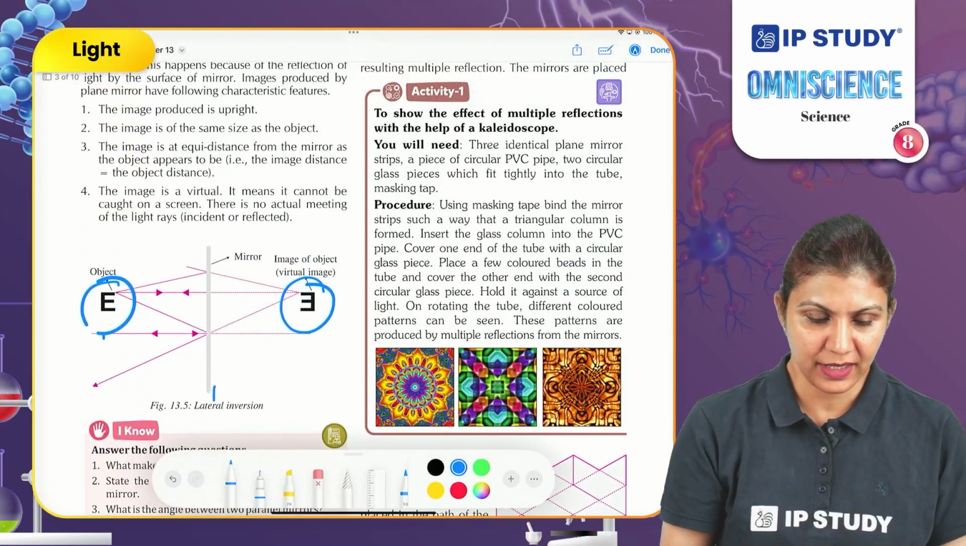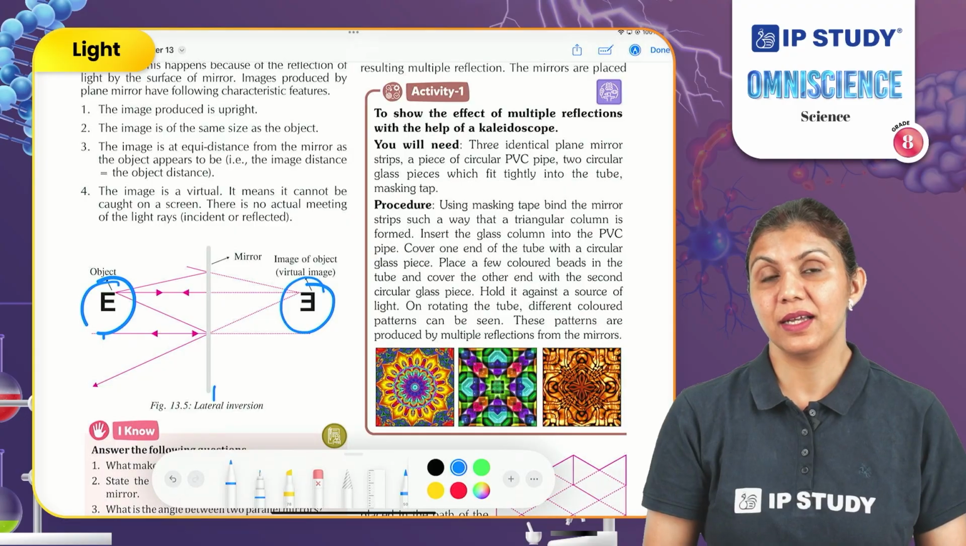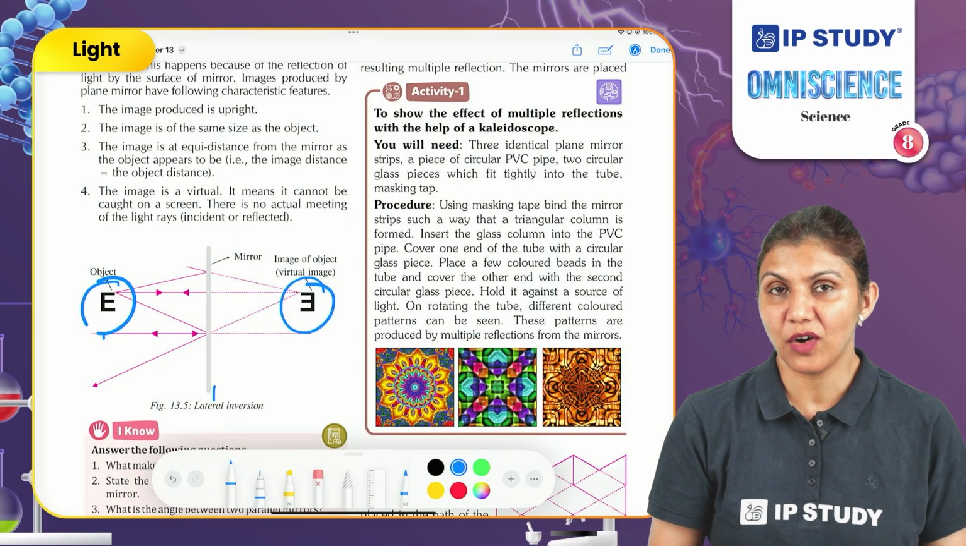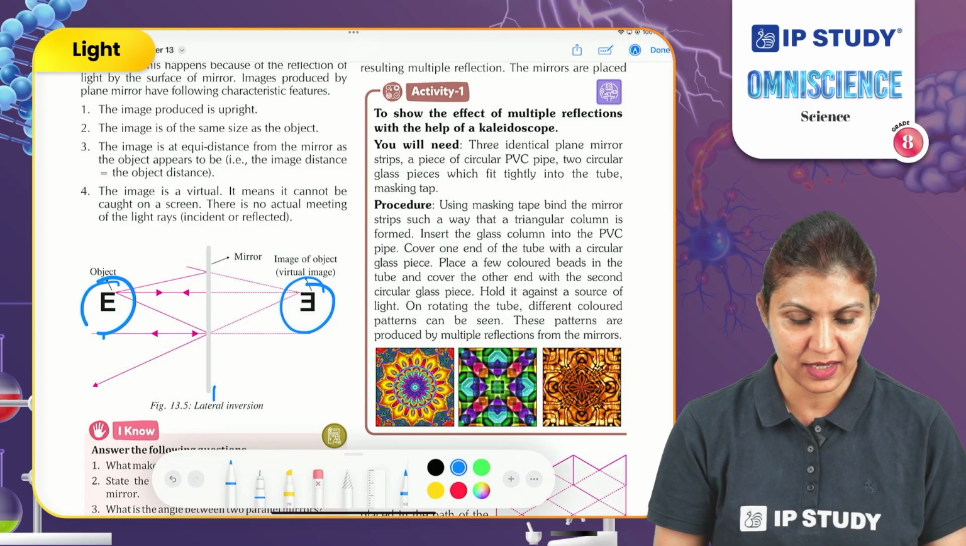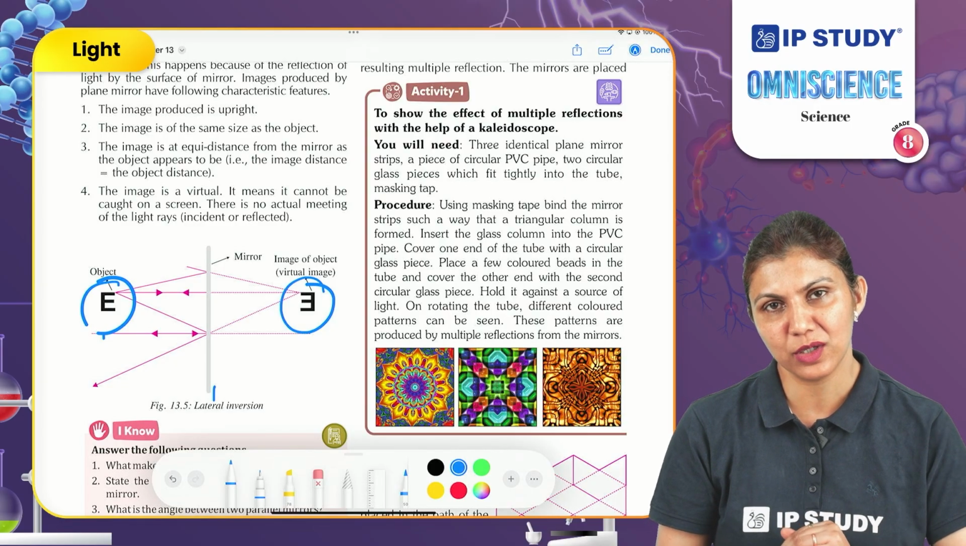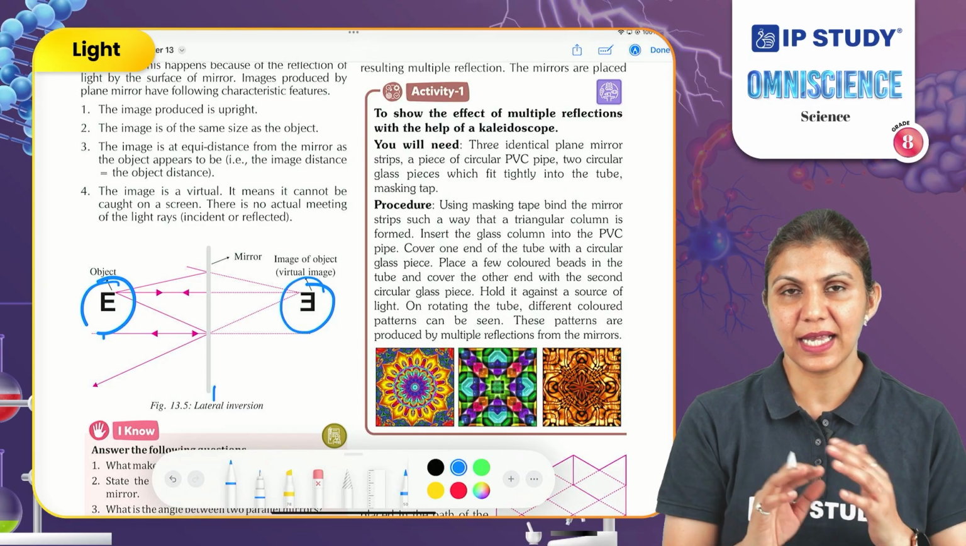One important thing is that any image which is formed in the plane mirror is laterally inverted. So what is laterally inverted? What do you mean by the inversion? Inversion means the sides are changed.